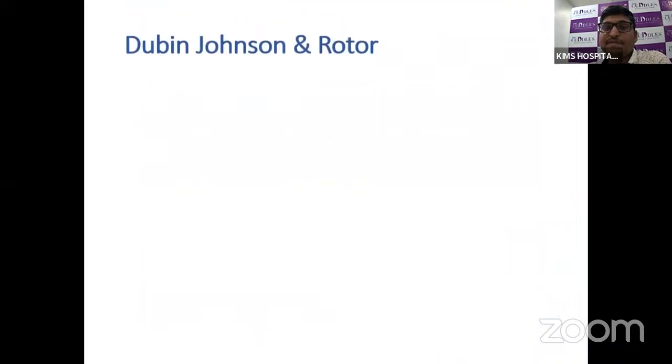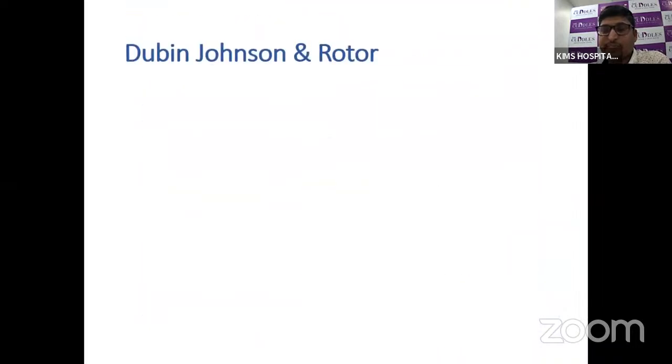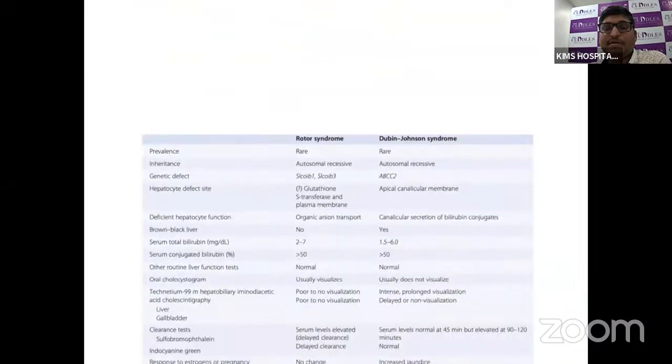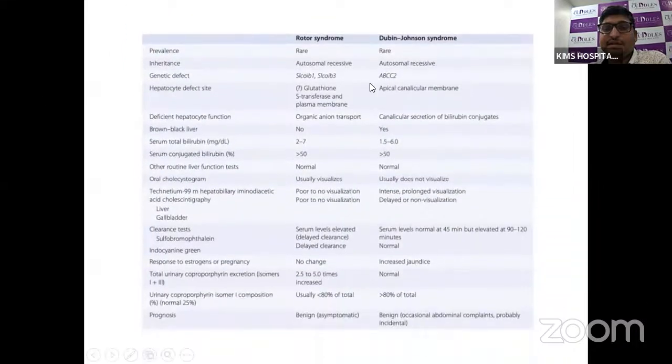Bilirubin is excreted into the canaliculi through the MRP2 receptor, and mutation of this receptor can lead to Dubin-Johnson syndrome. It is present in the apical canalicular membrane. There is also glutathione S-transferase, which helps in cytoplasmic transfer of conjugated bilirubin in the hepatic cytoplasm. Mutation of these genes can lead to conjugated hyperbilirubinemia. These children have high colored urine and other symptoms.